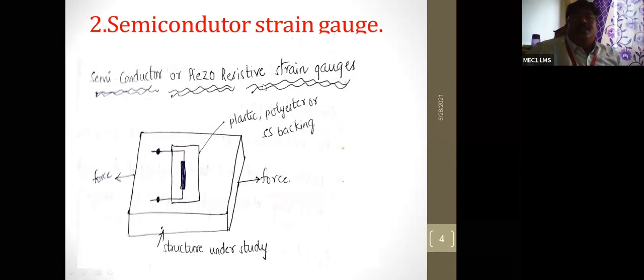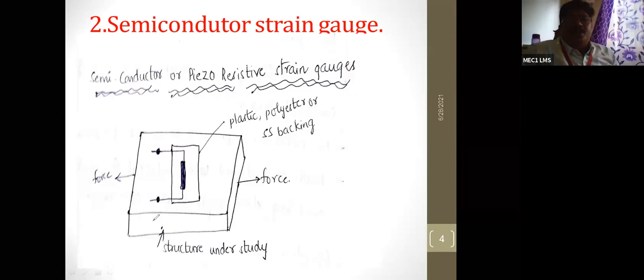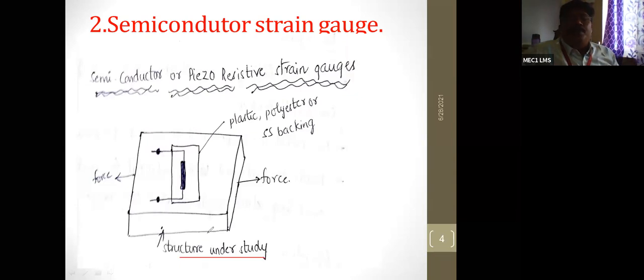Semiconductor piezoresistive. I think all of you know that piezo means that when force is applied on the material, it undergoes some deformation, thereby a change in resistance takes place in that material. Maybe there will be a change in dimensions, or a deformation. In this semiconductor strain gauge, there is a structure under study, whose strain has to be measured when the force is applied.